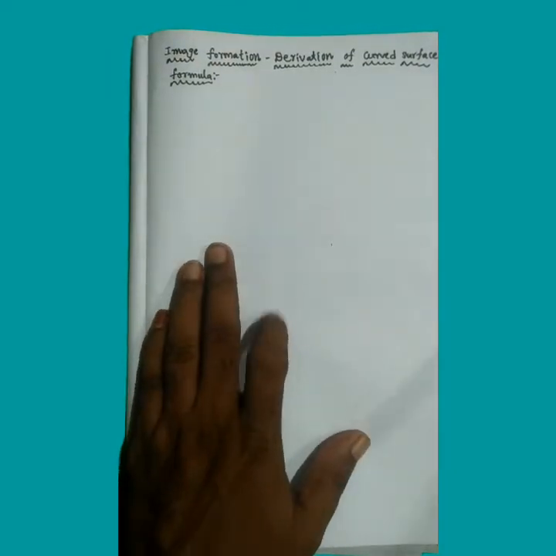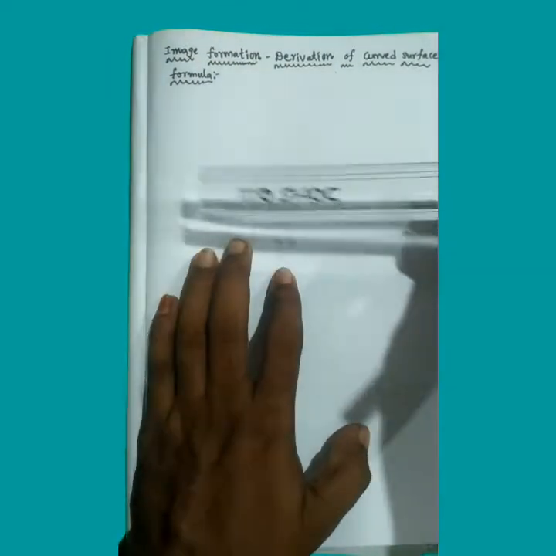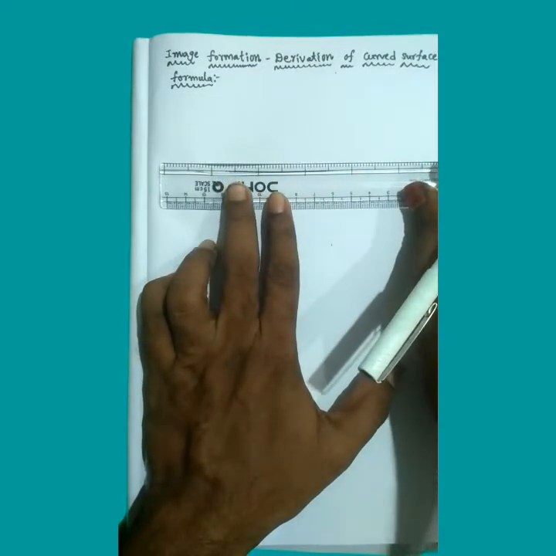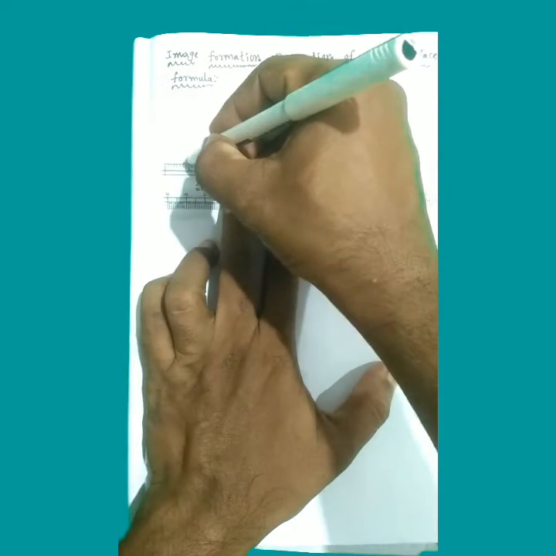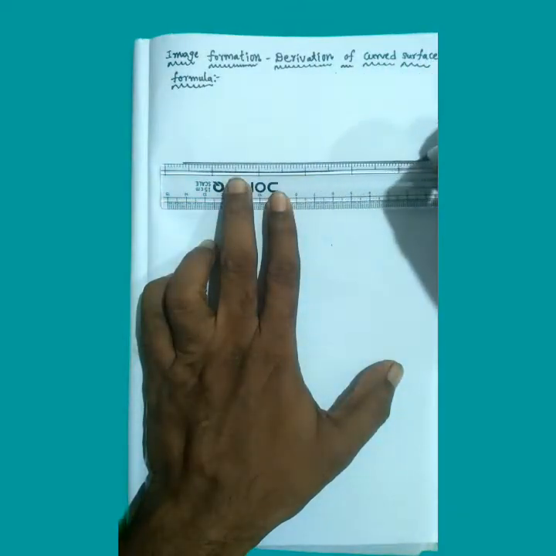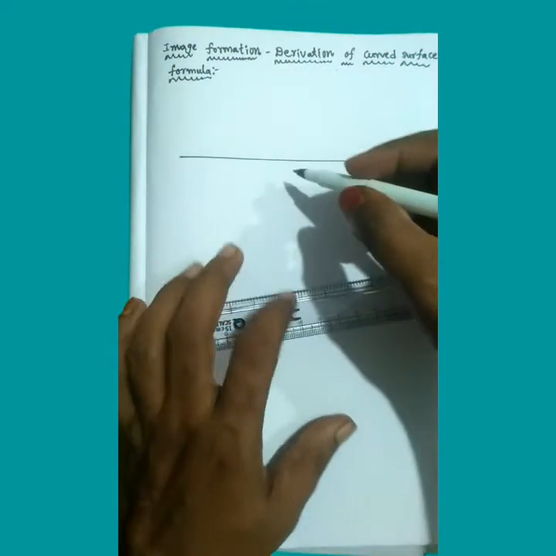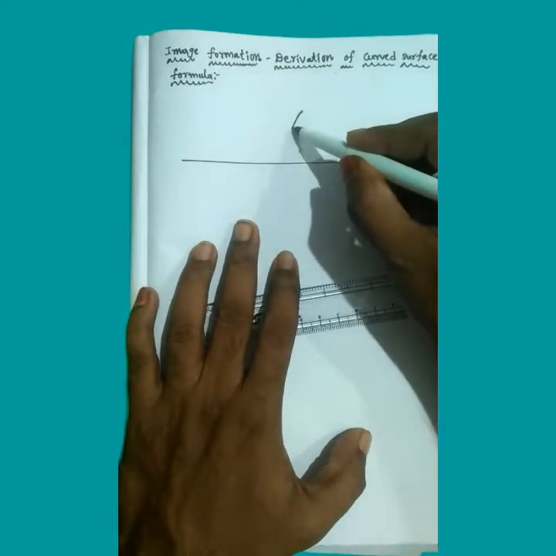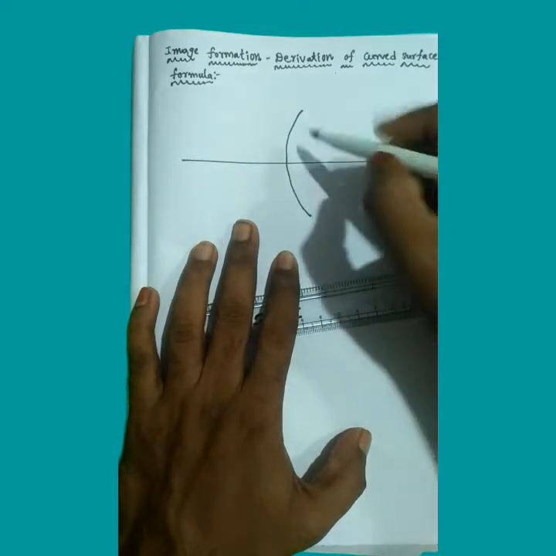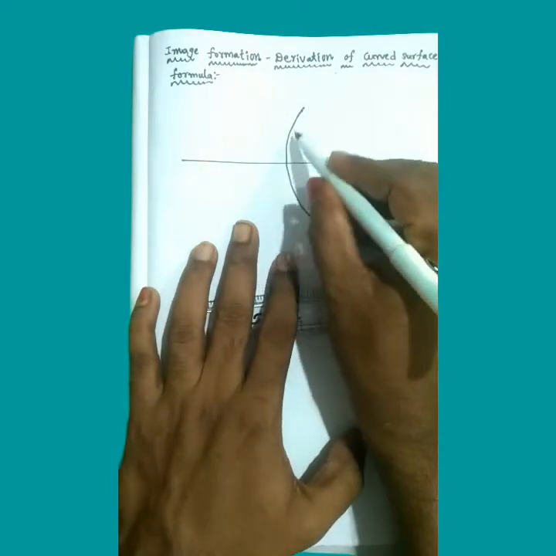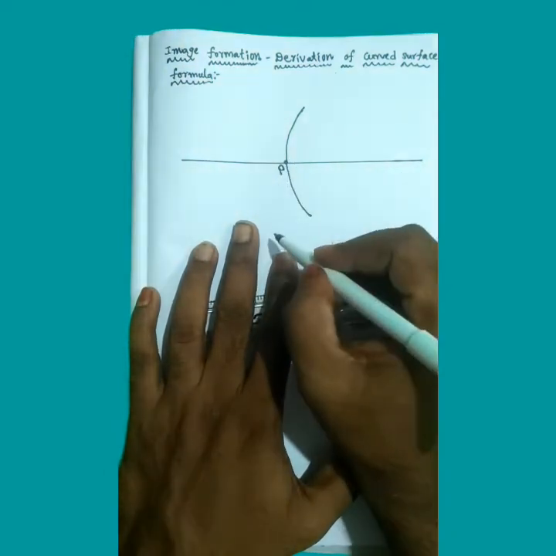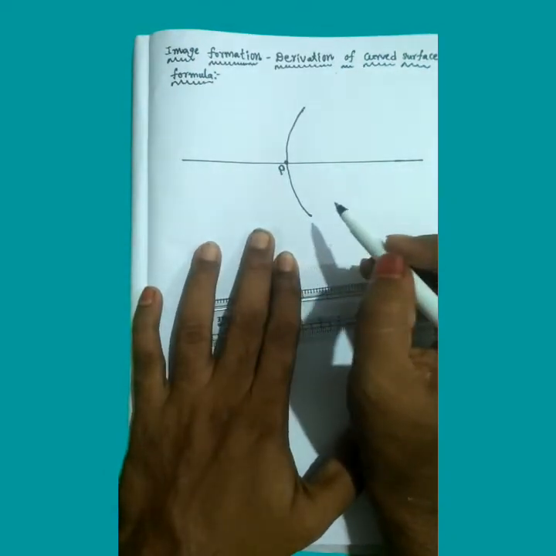To understand this one, we have to choose a curved surface. Before that, I am taking one line. So this is the line. On this line, I am taking one curved surface. This is the curved surface. The center of the curvature we are calling as a pole.